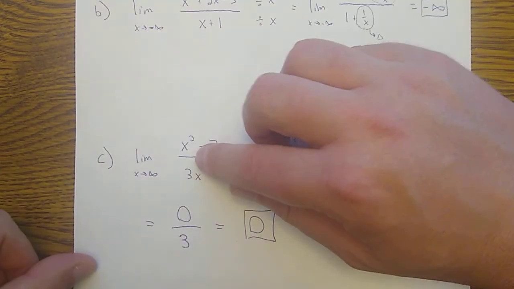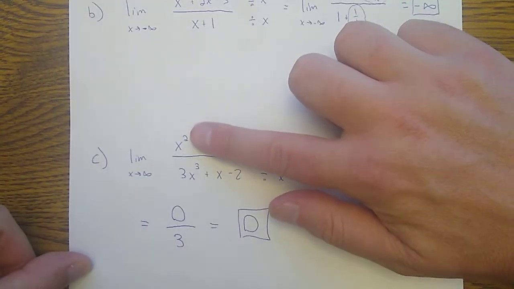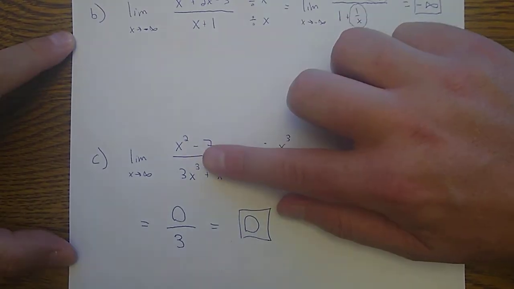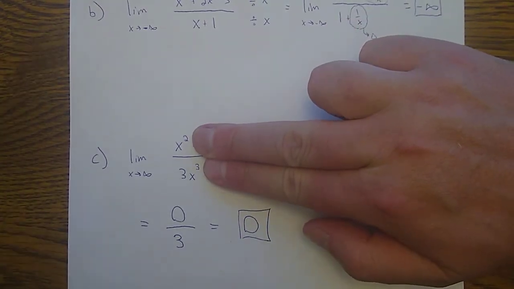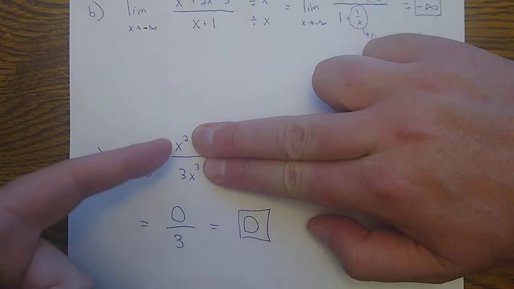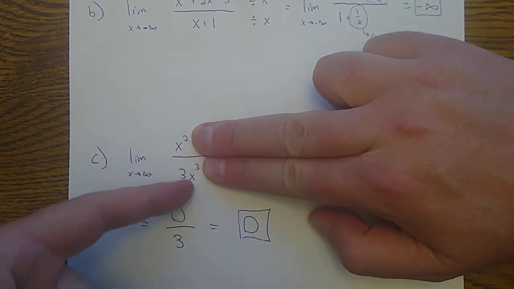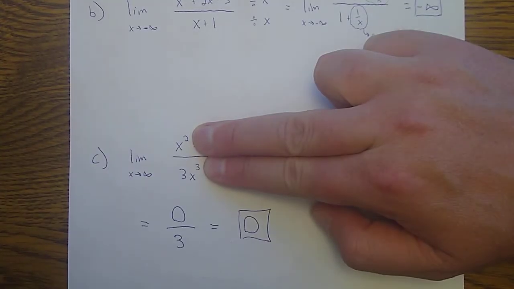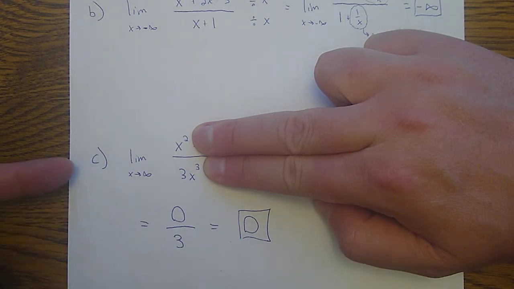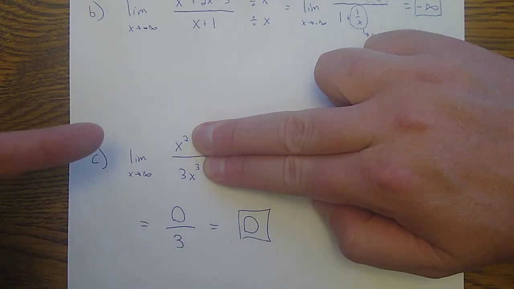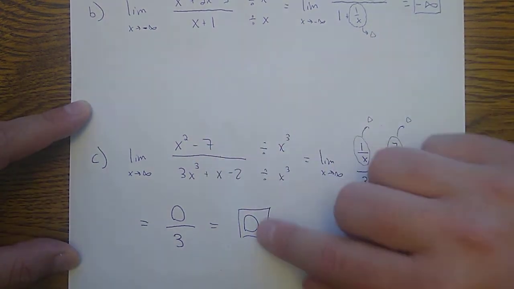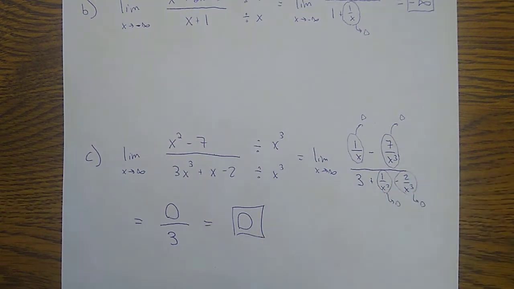Here, if I ignore everything but the biggest power of x on the top, I get that. And if I do the same on the bottom, I get that. Then I would cancel an x squared, and I would just have a 1 over 3x, right? And I would be doing 1 over 3x, and x is going to infinity. So the top is just 1, and the bottom is going to infinity, and then 1 over infinity should give me 0, and that's what I got.